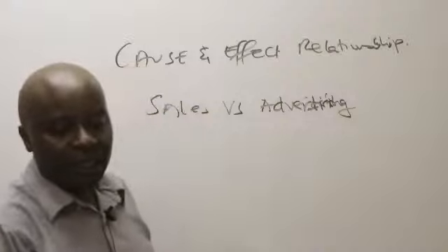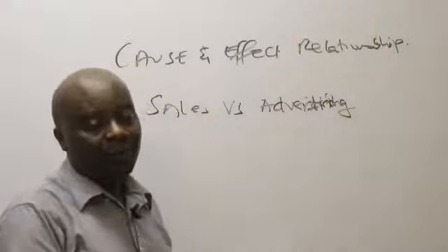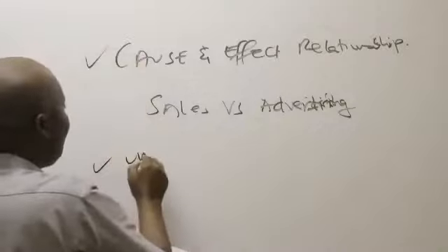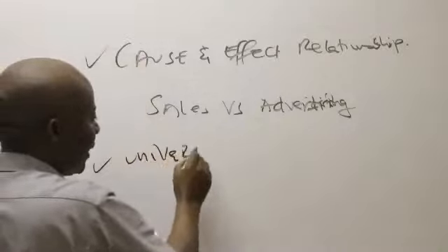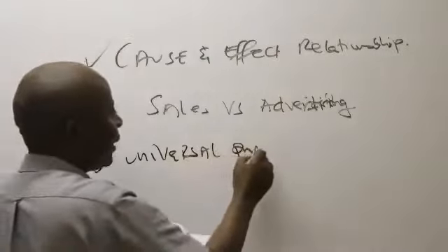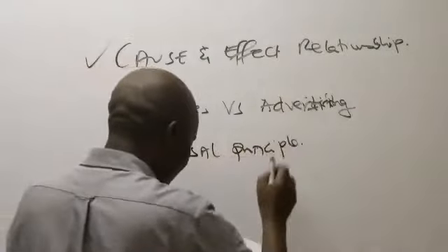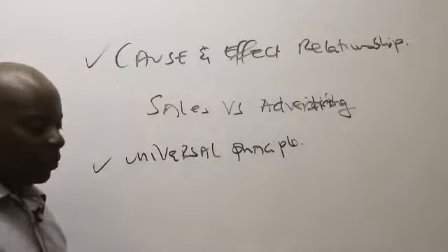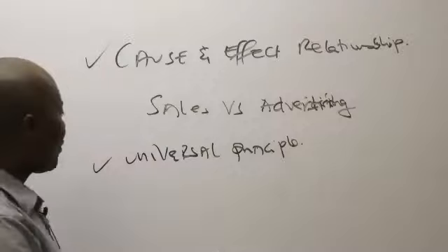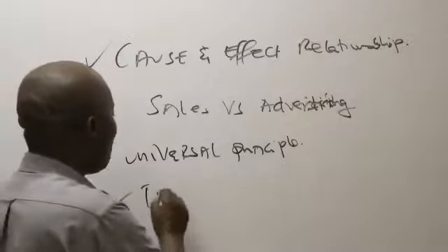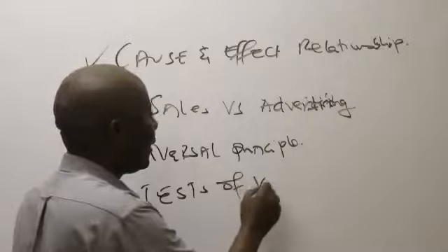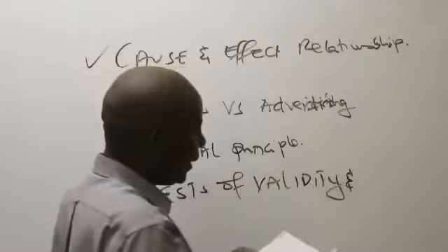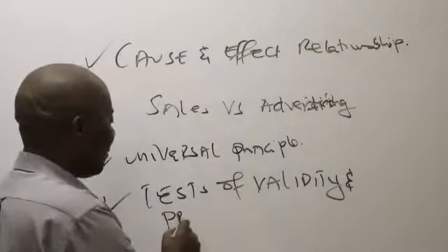So we have in this case that the principles are universal. Universal principles. This means it's a science. It can be studied. Universal principles are like this. Yes, we have tests of what here? Tests of validity, and what here? Predictability.